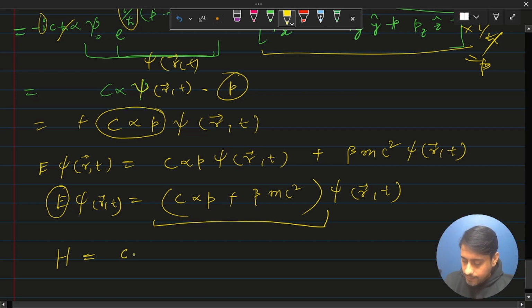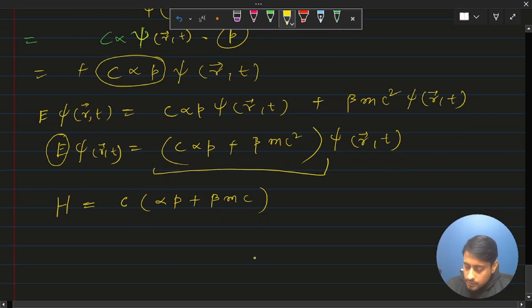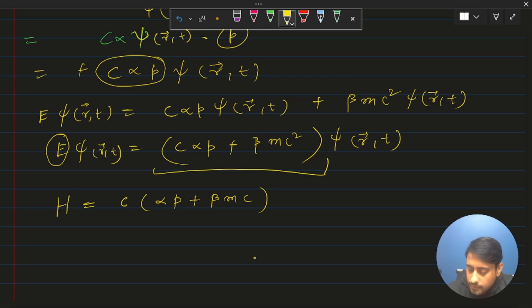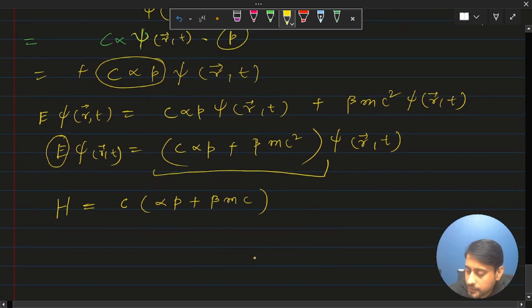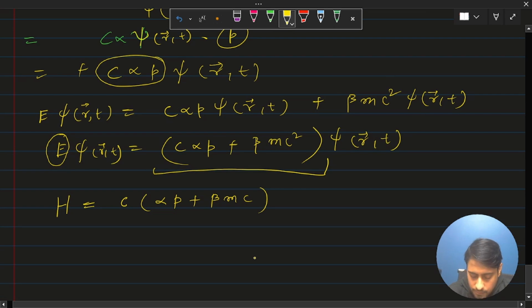So this is c alpha p. You can take out c as common, so it will become c into alpha p plus beta mc. So this is the Hamiltonian. Now you know that Hamiltonian is some kind of operator here. It's obviously an operator, so it is giving you energy as the eigenvalue.